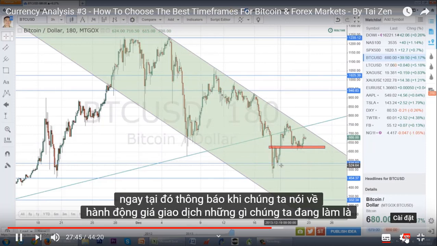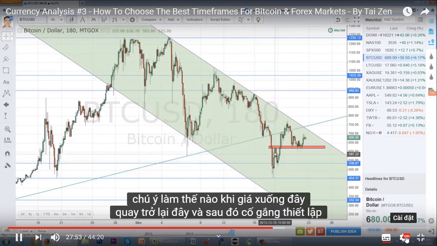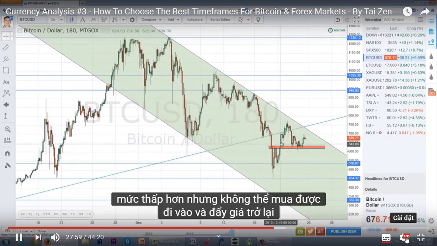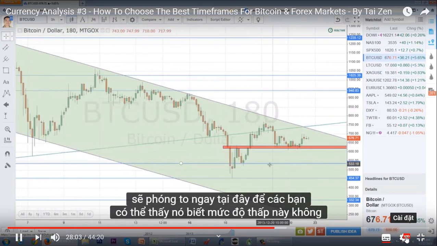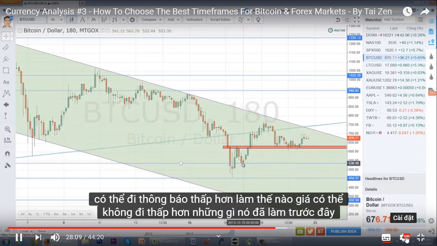Notice when we talk about trading price action, what we're doing is looking at what the price is doing. Notice how when price came down here, it shot back up to here, and then it tried to set lower lows, but it couldn't. The buyers came in and pushed the price back up to here. Notice this low right here. I'm going to zoom in so you guys can see it. Notice how this low was not able to go lower than what price previously did.